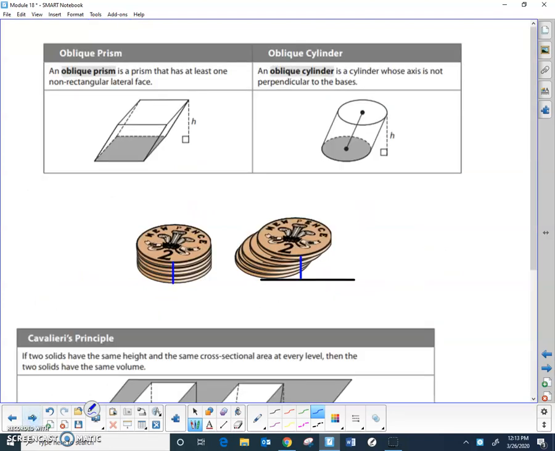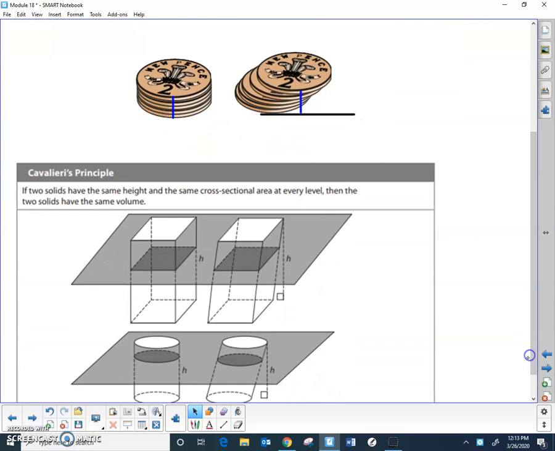All right, oblique prisms and oblique cylinders. This is essentially a slanted prism and a slanted cylinder. The axis is not perpendicular to the base in our cylinder, and instead of being rectangular, now we've got parallelograms in our prism. We're going to use Cavalieri's principle to find the volume of these. What Cavalieri's principle says is, if two solids have the same height and the same cross-sectional area at every level, then the two solids have the same volume.